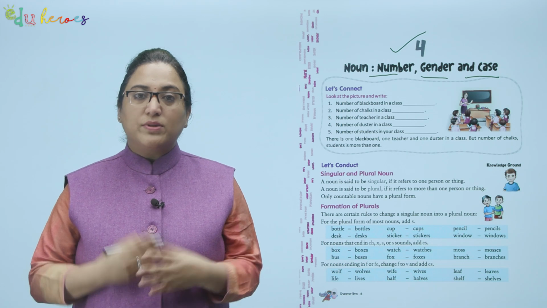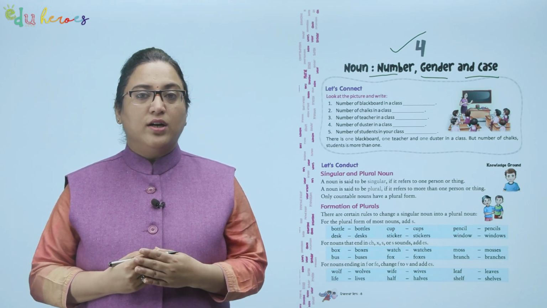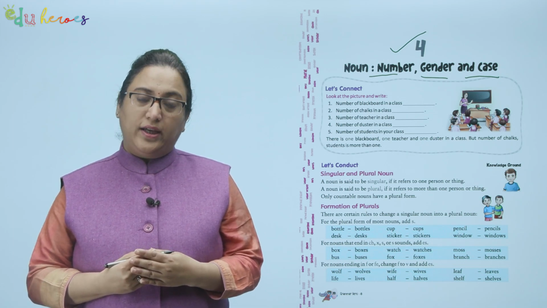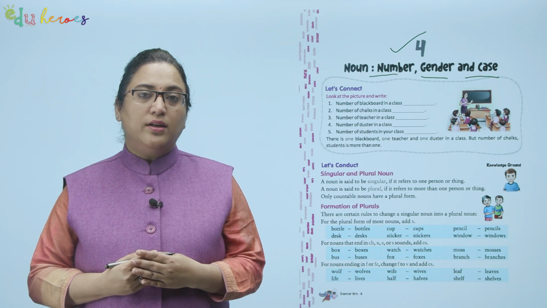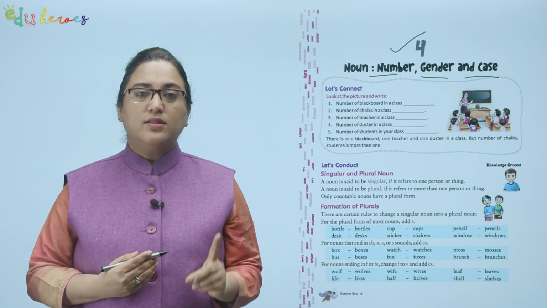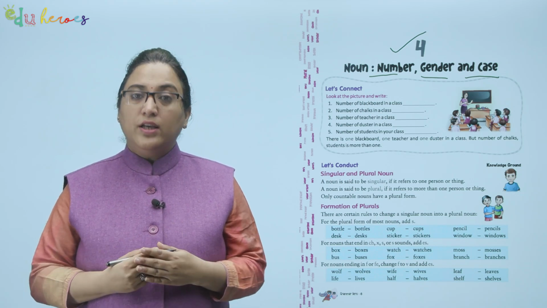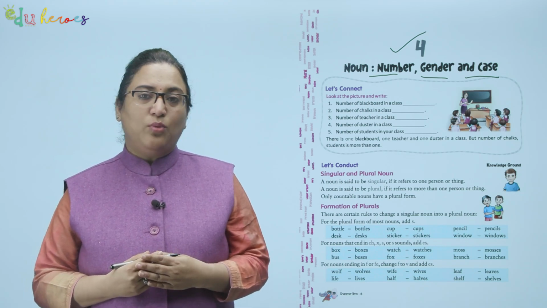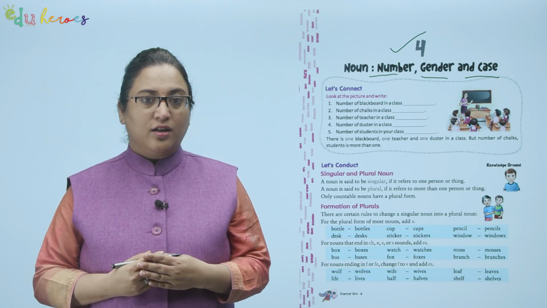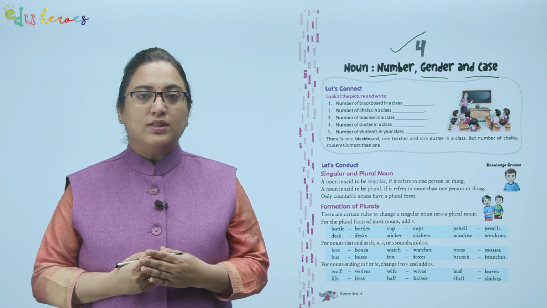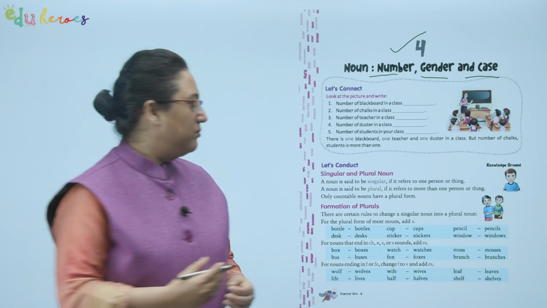A noun is said to be singular if it refers to one person or thing. तो singular word आता है root word जो कि है single. Single से बना singular. A noun is said to be plural if it refers to more than one person or thing. Only countable nouns have a plural form.